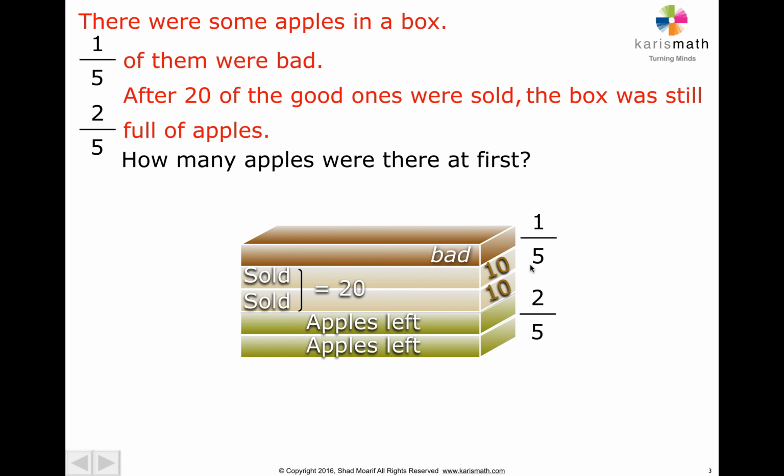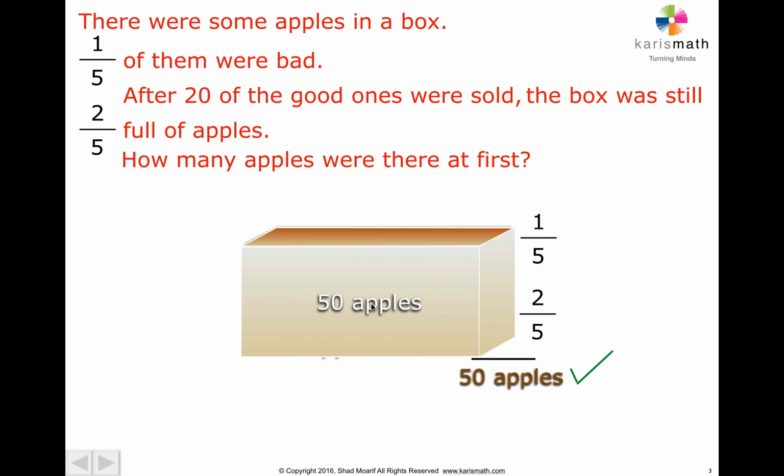We know that each fifth is 10, so altogether you've got 5 tens. So how many apples were there at first? Inside this box, you add them all up, you had 50 apples. How many apples were there at first? 50 apples. So we worked it this way using common sense.